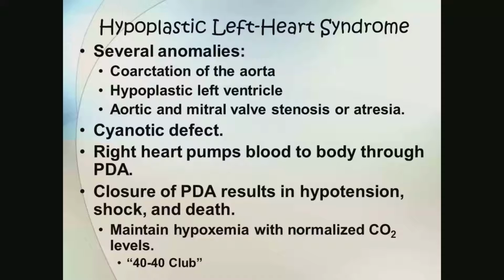It is a cyanotic defect, and it's that way because the right heart has to pump blood through the ductus arteriosus to the rest of the body. When you see the picture, you can kind of appreciate that. Closure of the PDA would be death for the child because they're not getting any blood flow to the systemic circulation. So this is one of the unique ones where we not only do things to keep the PDA open, it's a balance between the pulmonary vascular resistance being slightly higher than the systemic vascular resistance. In other words, the pulmonary pressures have to be slightly higher than the systemic pressures.